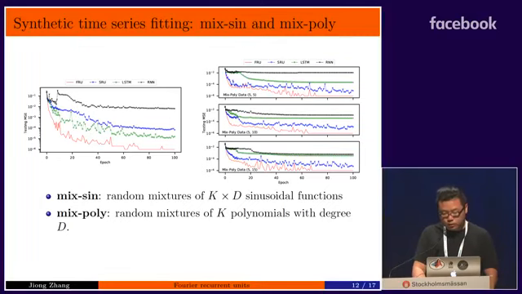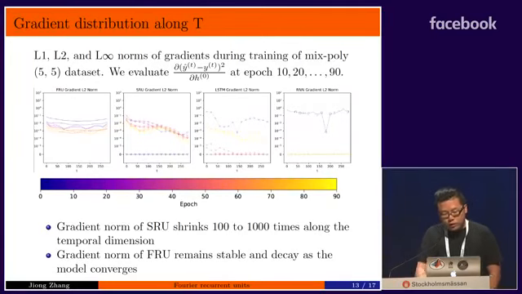And if you take a look at the gradient distribution, here we plot the gradient distribution along the sequence or temporal dimension, and the color represents the epochs. The gradient of FRU is actually rather flattened, and it gradually decreases as we approach the minimum point. But the gradient of SRU decays along the temporal dimension by about 100 to 1,000 times. So this makes it hard to learn long-term dependencies.